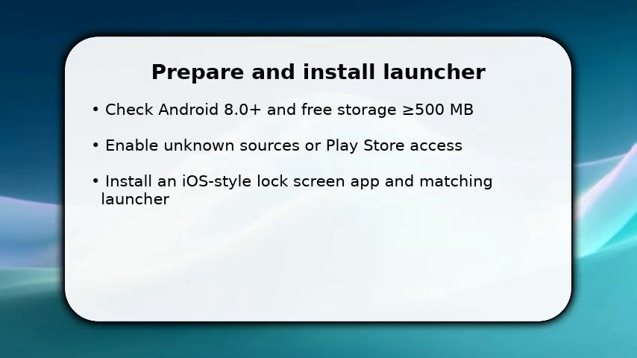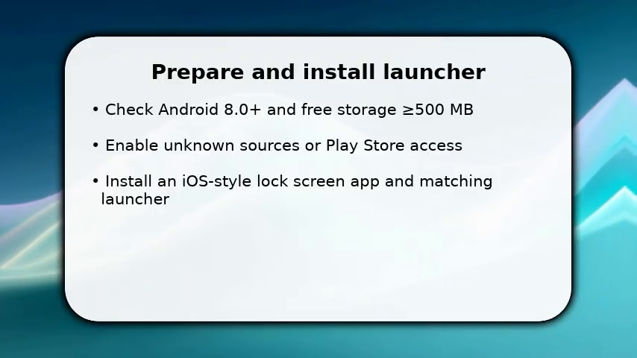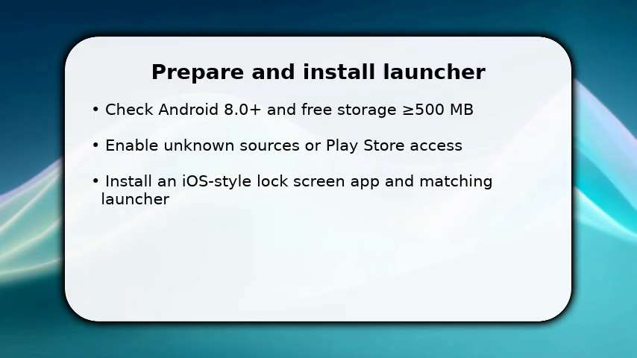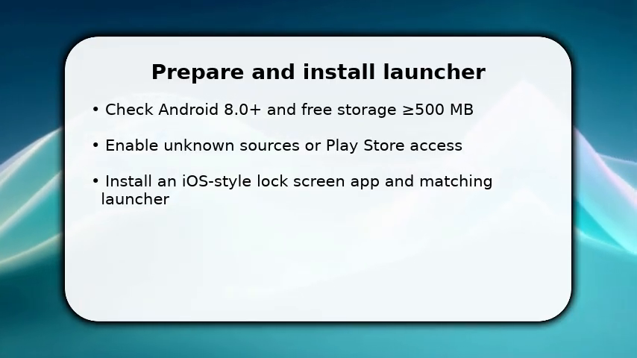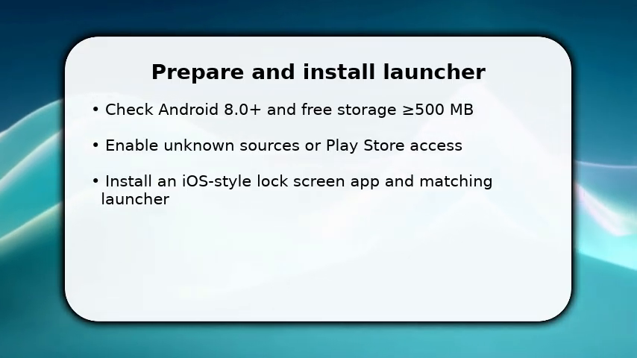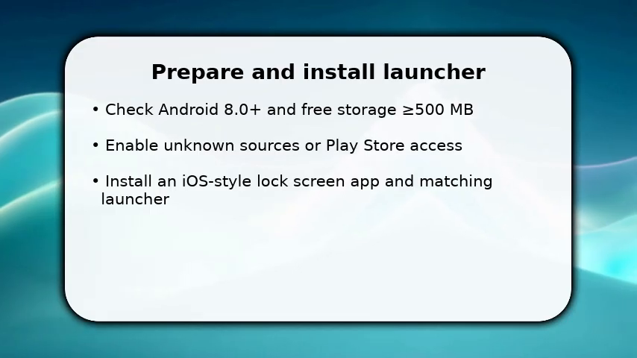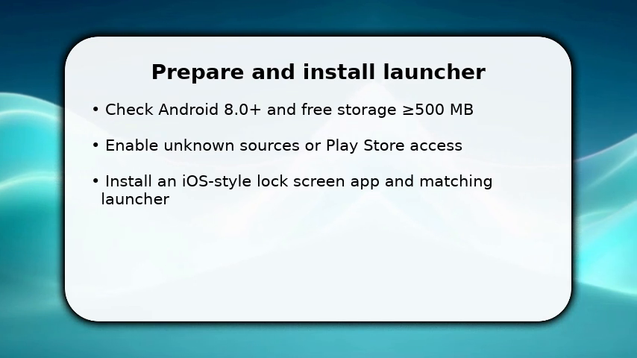You start by confirming your phone meets the basics: Android 8.0 or newer and at least 500 MB free. Once done, enable app installs from Play Store or unknown sources so you can add a launcher and lock screen app. You should download a well-reviewed iOS-style lock app plus an iOS-themed launcher. This combo gives the correct widgets, shortcuts, and visual assets you'll need. Make sure permissions for overlays, notifications, and device admin are allowed so the lock app can function properly.